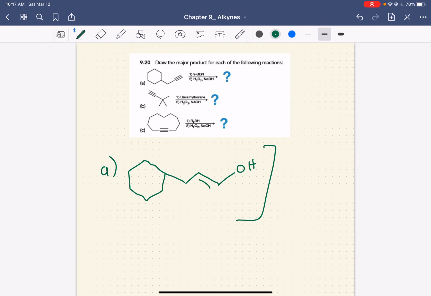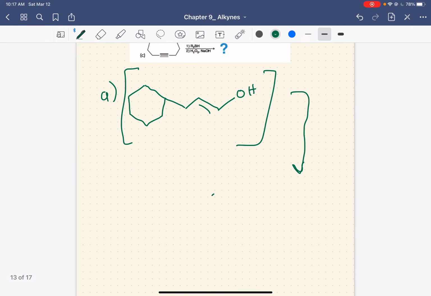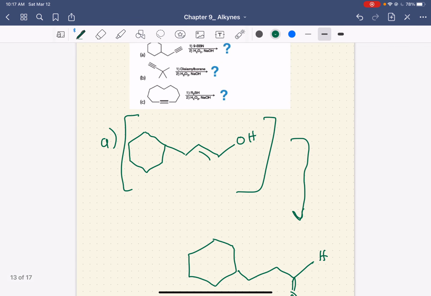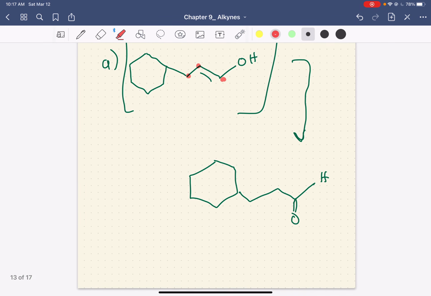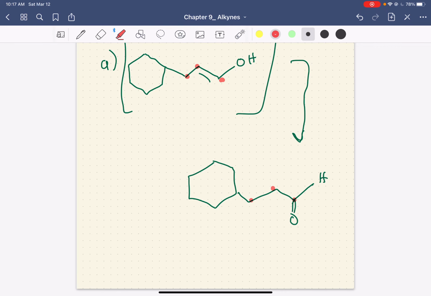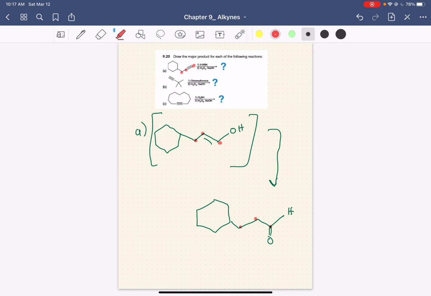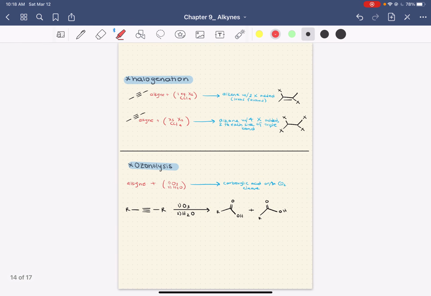Now, this is the intermediate. This is not isolated. This is quickly converted into an aldehyde. That is what is going to give us our final product. So we're going to go ahead and draw that aldehyde, keeping consistent with how many carbons we have. Here we have 1, 2, 3. We've drawn 1, 2, 3 carbons here, 1, 2, 3 carbons here. This is correct. So this is the aldehyde we ultimately get as our final product. All right, I'm going to let you try B. Let me know what you get.